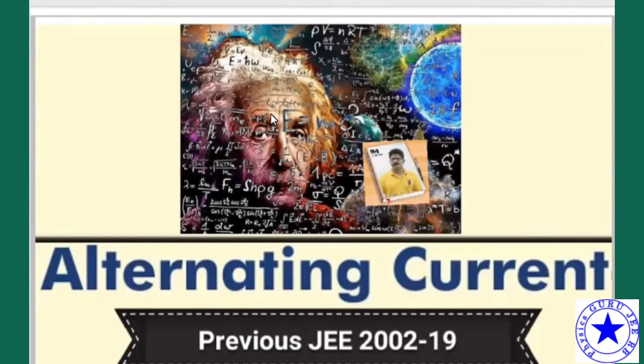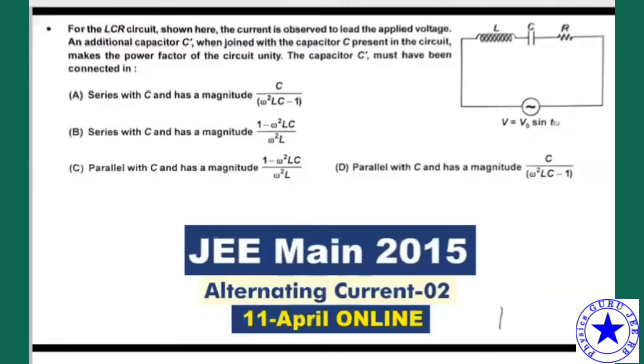Welcome back. Alternating currents, previous IIT JEE questions, 2002 to 2019. Now we'll start off with the JEE Main 2015 alternating current question, which was asked in the 11th April online exam.